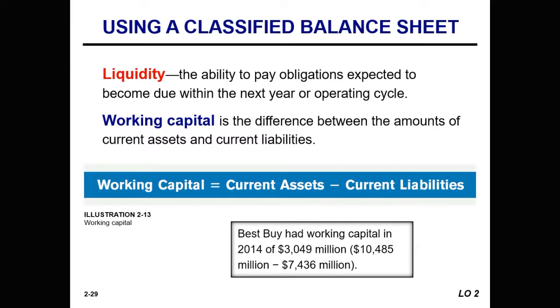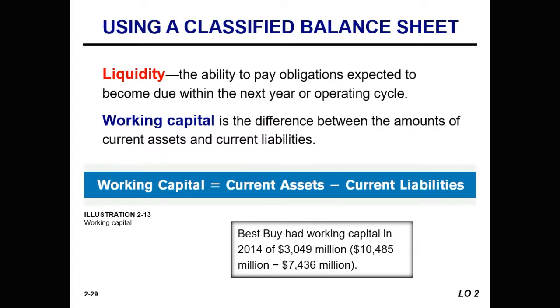Liquidity is the ability of an organization to pay the obligations that are expected to become due within the next year, the operating cycle. So you know that there's some emphasis here on current. There are a couple of key measures of liquidity. The first one is working capital. This is a measure of the firm's short-term ability to pay obligations.